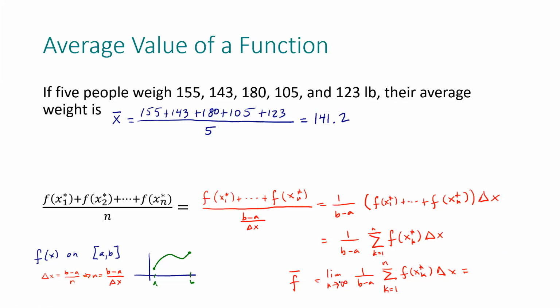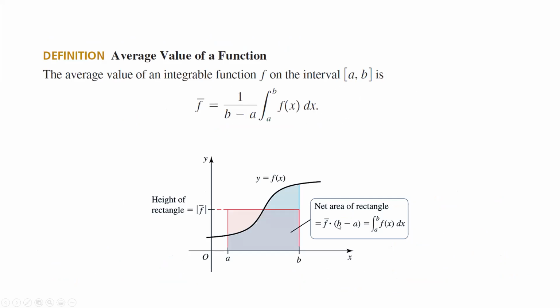And what we notice is that when we take the limit as n goes to infinity, this just becomes the Riemann sum of an integral. So it's 1 over b minus a times the integral from a to b of f of x. So finding the average value of a function is just doing the integral from a to b. So we're finding the average value of the function on an interval a, b. So it's finding the integral from a to b of f of x and then dividing by b minus a.